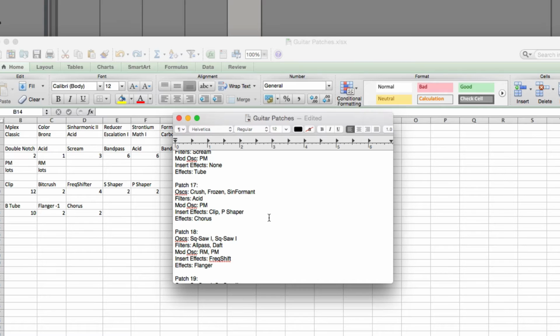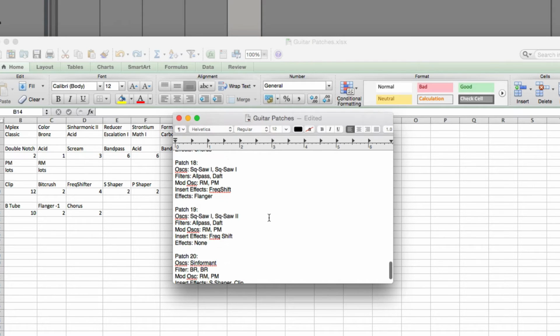Patch 17, we have crush, frozen, sine format for the OSCs, acid on the filter, phase modulation on the Mod OSC, clipping and P-shaping on the insert effects, and then chorus as the final effect. Patch 18, we had square saw twice, an all pass filter and a daft filter. For Mod OSC, we had ring modulation and phase modulation on. We had frequency shifting on the insert effects, and then a flanger at the end, probably mono -1.